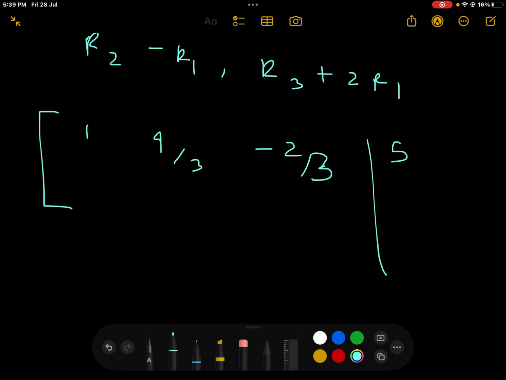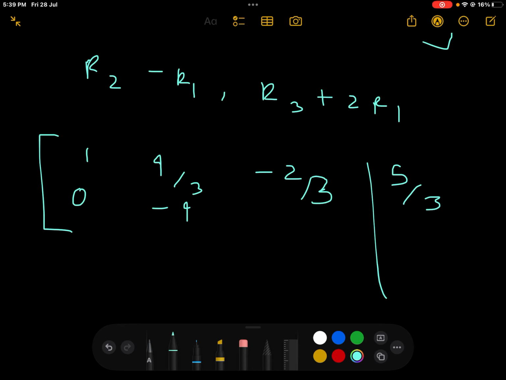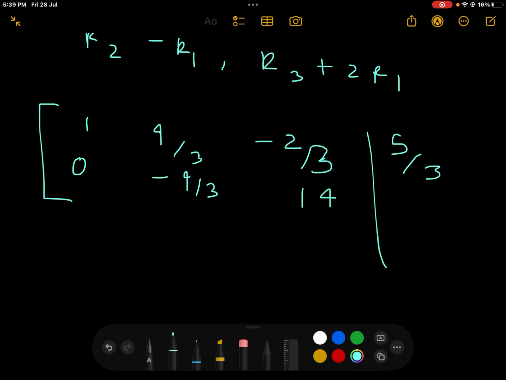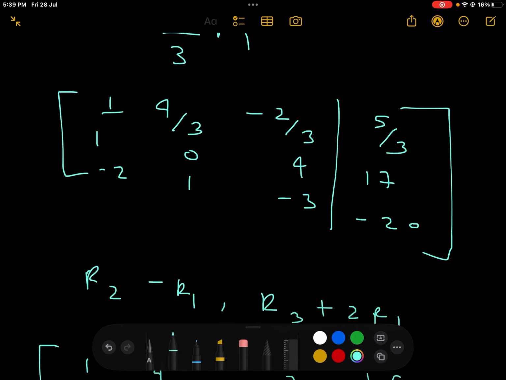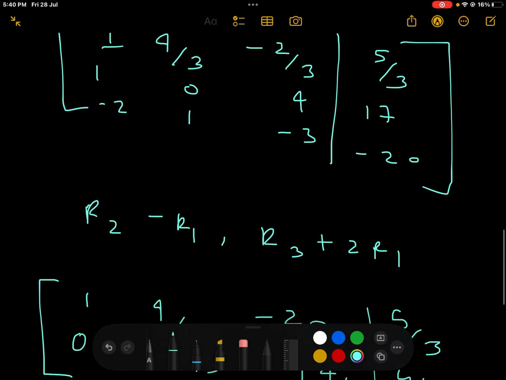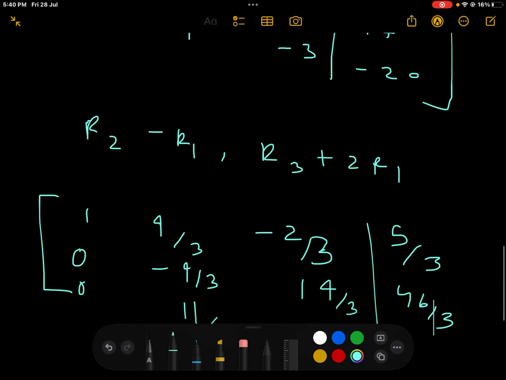5 by 3. Now we are applying r2 minus r1. That will give us 0, minus 4 by 3, 4, and it will be 14 by 3, and this will be 46 by 3. And our second operation is r3 plus twice of r1. So this will give us, let us solve, 0, 11 by 3, minus 13 by 3 and minus 50 by 3.